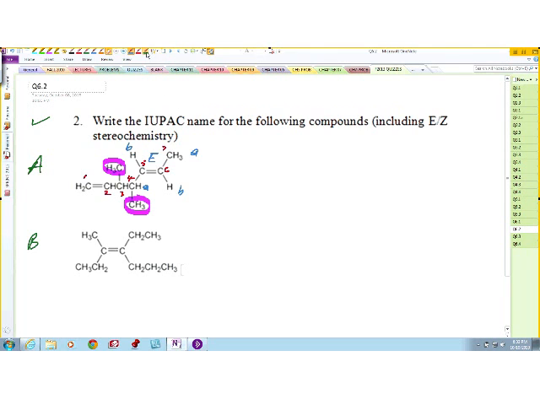So let us name this compound. We start with the stereochemistry, so we say E. Actually it should be 5E, because we have two double bonds here.